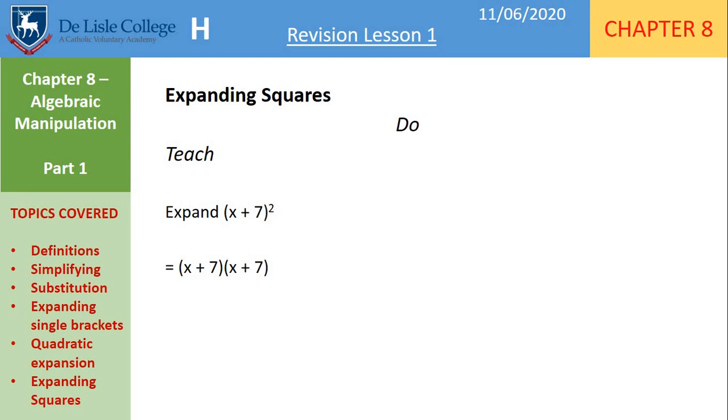And then we can use either the FOIL method or the grid method. I'm going to use FOIL and just write down what we get. So we've got x times x the first, the outside gives us 7x, the inside gives us 7x, and the last gives us 49. And then collect our like terms to give us x squared plus 14x plus 49.